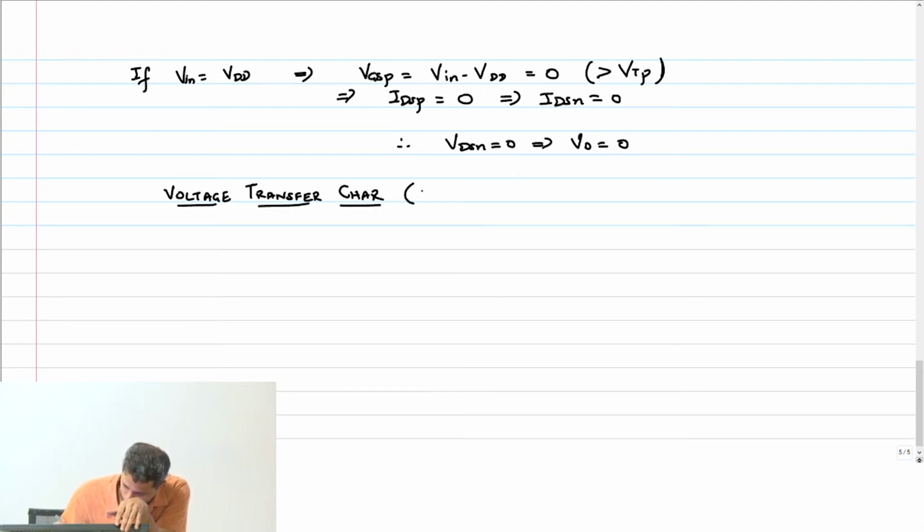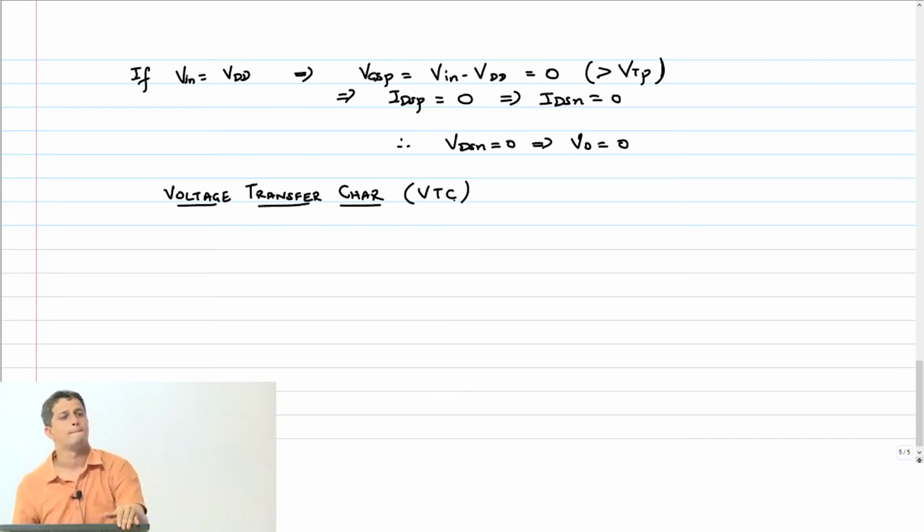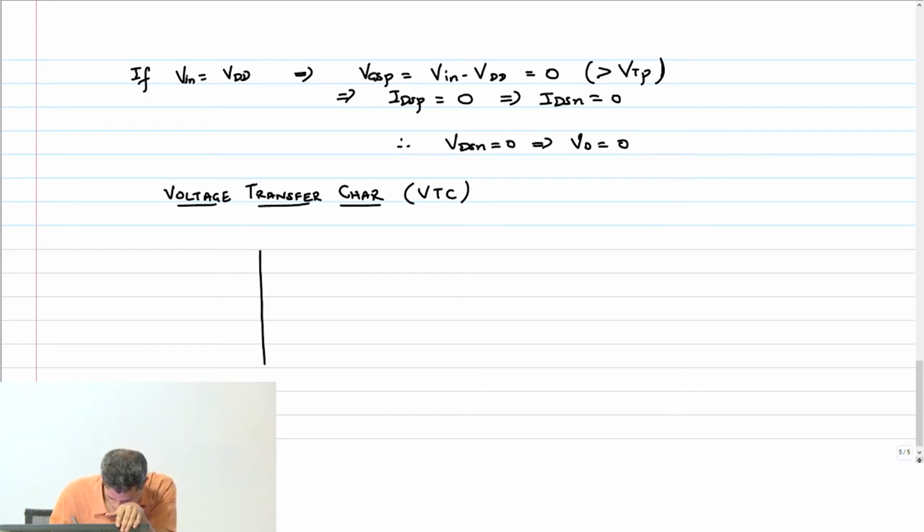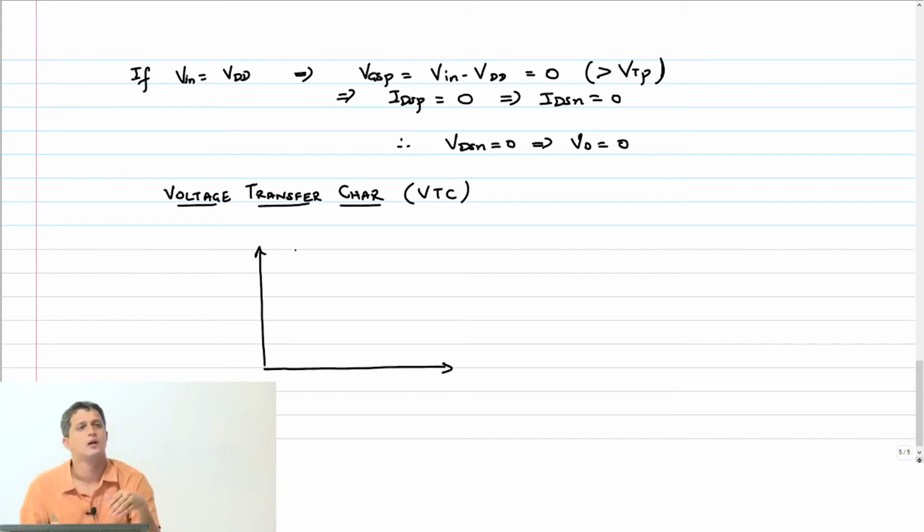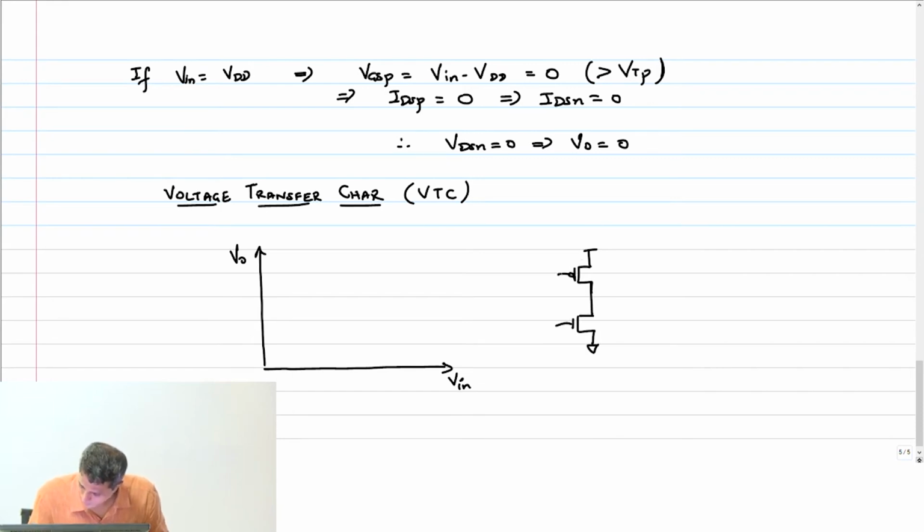Voltage transfer characteristics, VTC. First we will look at this intuitively and figure out what should happen, and then we will look at the more rigorous way of identifying these points on the VTC. Okay, first we look at the intuition. So we are going to plot V out versus V in for my CMOS inverter.